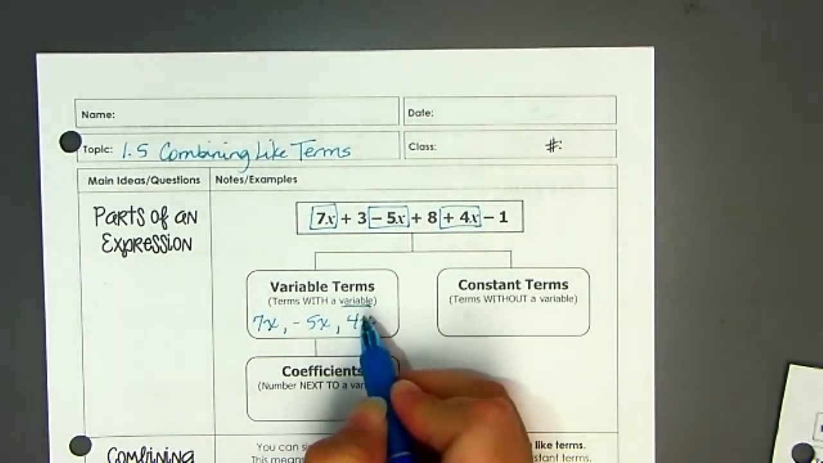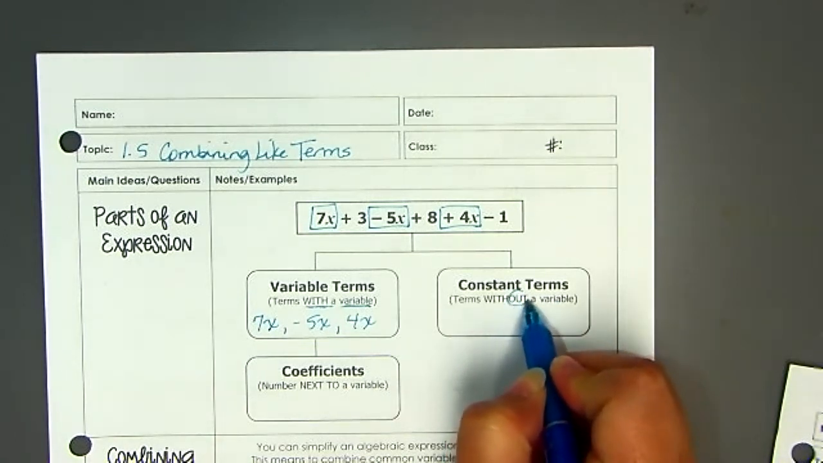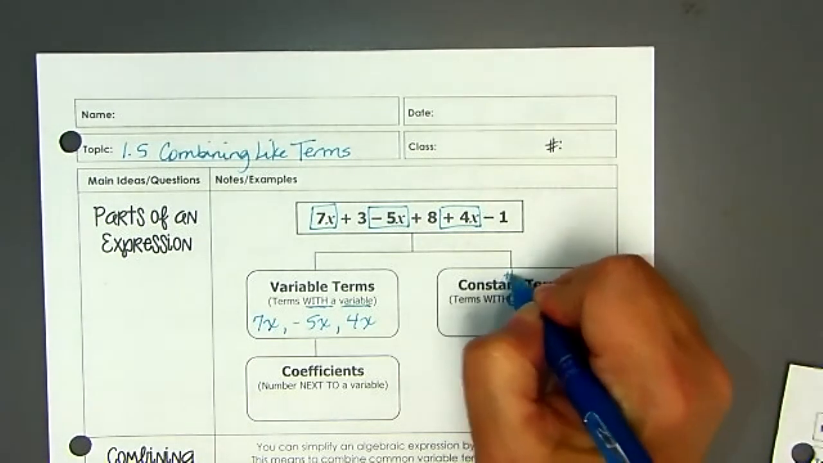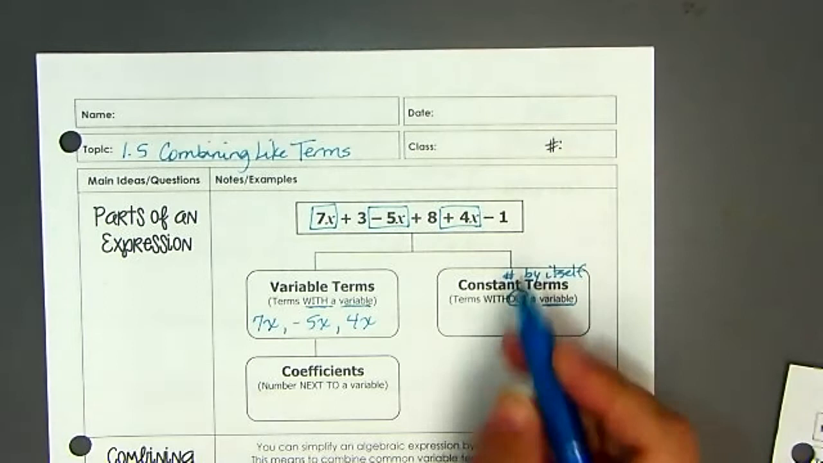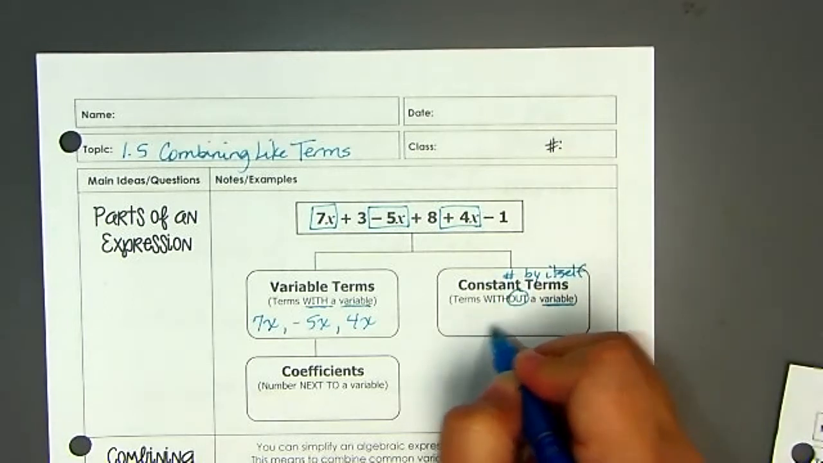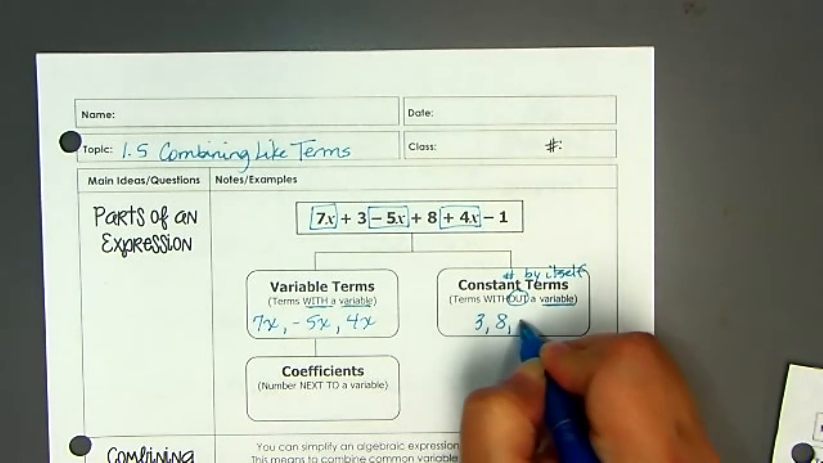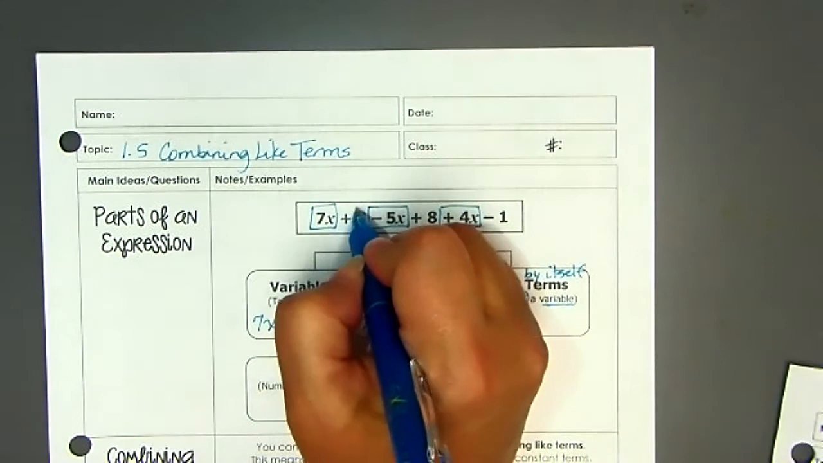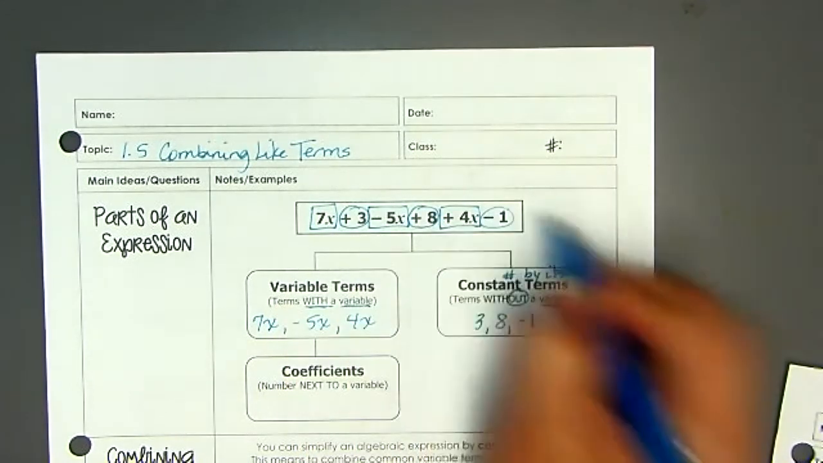The constant terms, so the variable terms are with a variable. The constant terms are without a variable. So it's the numbers by themselves. Examples of this are 3, 8, and negative 1. So I'm going to draw circles around those, drawing my shapes.